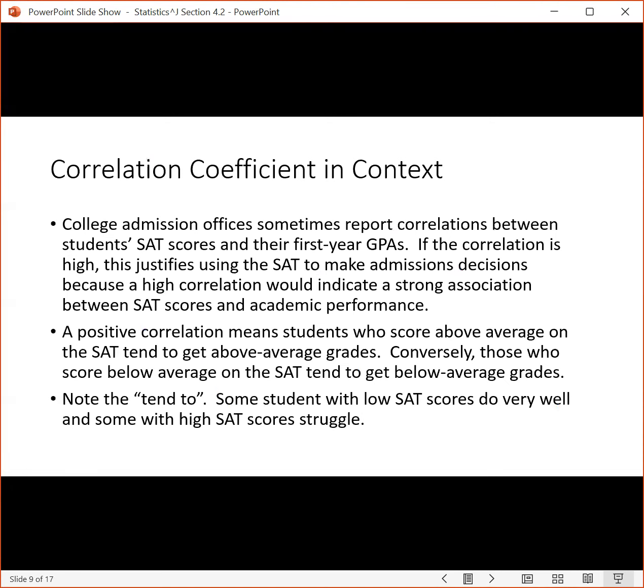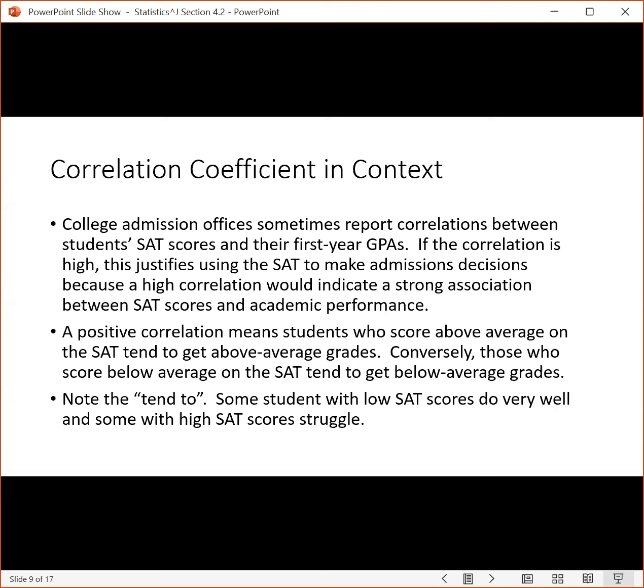So let's look at the correlation coefficient in context. So some examples. College admission offices sometimes report correlations between student SAT scores and their first year GPAs. If the correlation is high, this justifies using the SAT to make admissions decisions. Why? Because a high correlation would indicate a strong association between SAT scores and academic performance, right? Which is what a college wants.